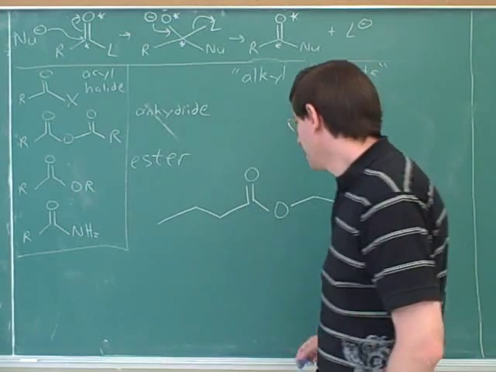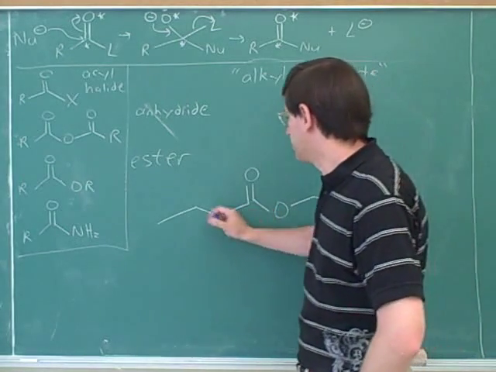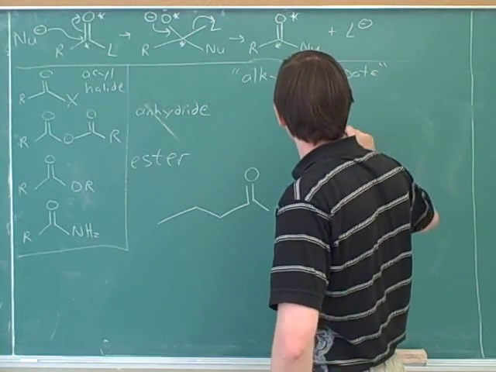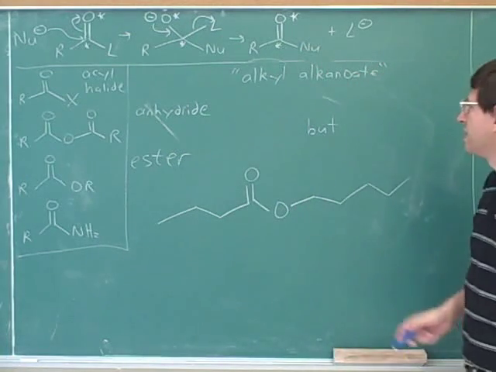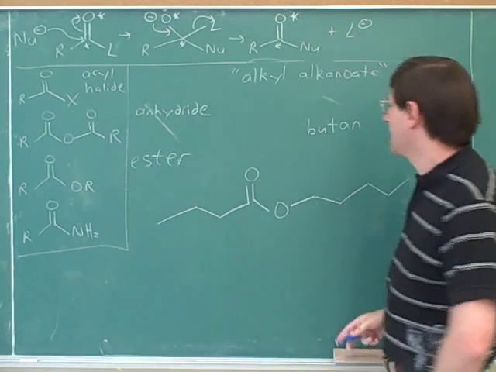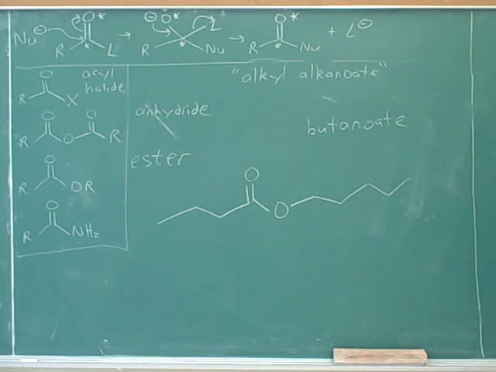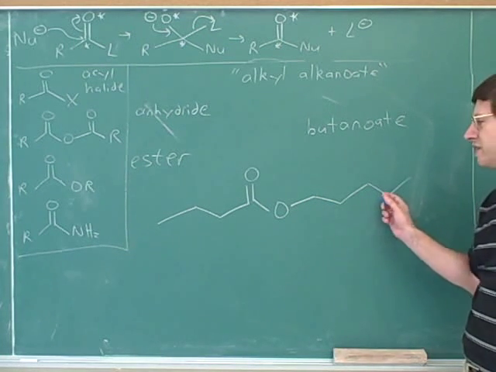All right. So how long is this parent chain? 1, 2, 3, 4, which would be indicated by but. There's no double bonds, so it's butane. And it's an ester, so it gets the -ate suffix. That's part of the name, butanoate. Okay. But now we still have the difficulty of naming this over here.